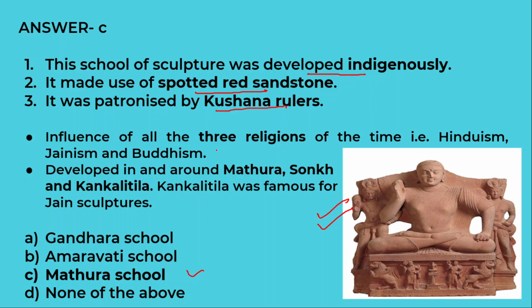Also, I am telling you some additional points: this school had influence of all the three religions. Like in Gandhara school, it had mainly Buddhist influence, but Mathura school had influence of all the three religions of the time, Hinduism, Jainism as well as Buddhism. And it developed in and around Mathura, Sonkh and Kankalitila, right? And this place, Kankalitila, was famous for Jain sculpture. So option C, Mathura school, is the correct answer.